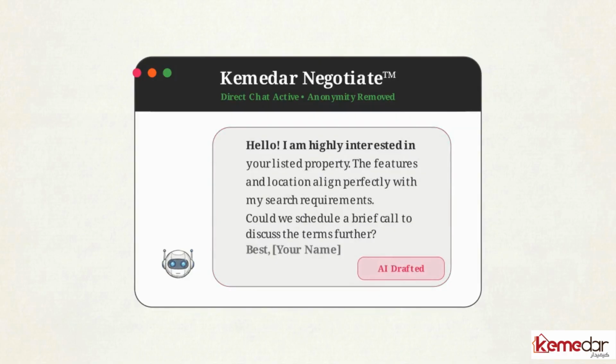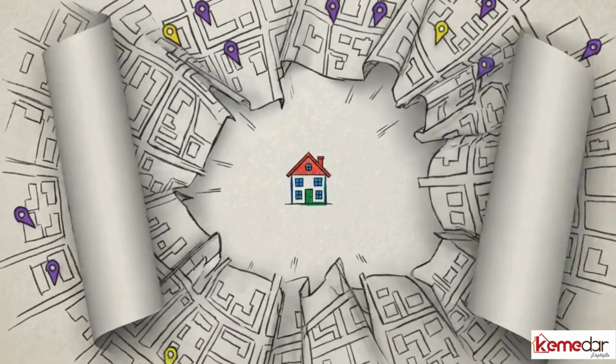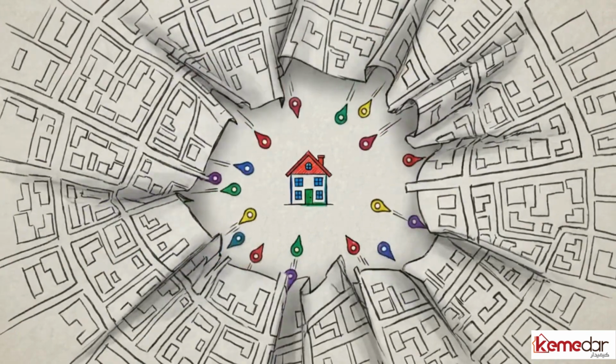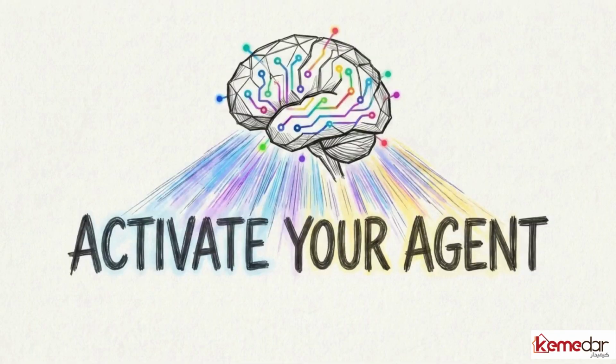By setting strict initial filters and training the behavioral engine, you organize the market around your exact needs. Log in, establish your red list, and let the AI find your match.